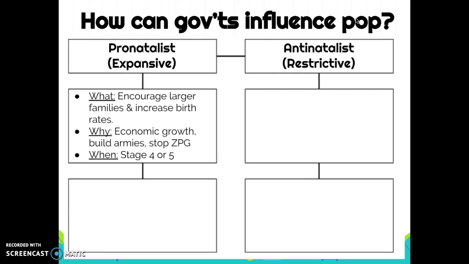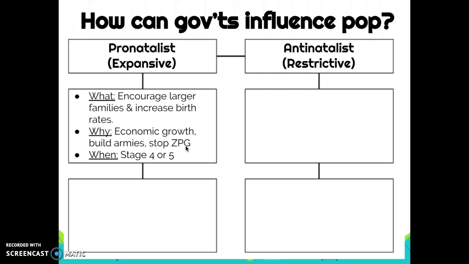A pro-natalist expansive population policy. What is it? This is when governments want to encourage larger families and increase their birth rates. And the reasons why they would be doing this is because a lot of countries are approaching stage 5 in the DTM, where their population is actually declining, right? Or they are at zero population growth. So a government might enact a pro-natalist population policy to start up the population in their country again.